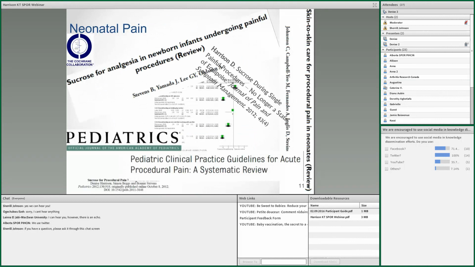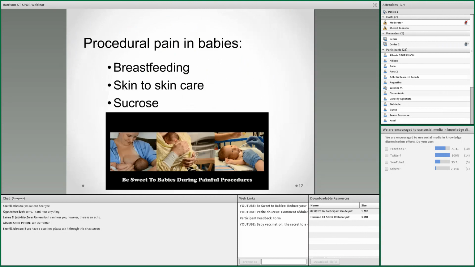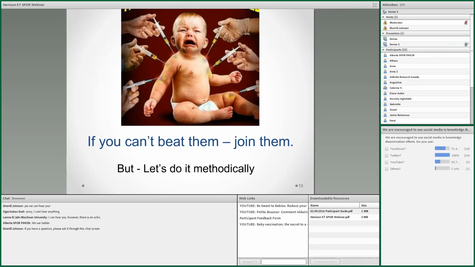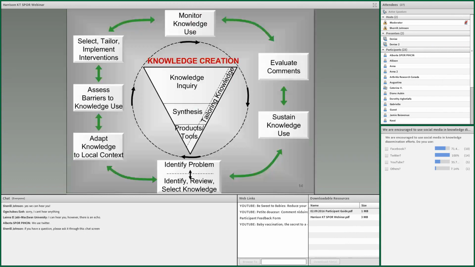And then in terms of neonatal pain, again, a lot of evidence out there, Cochrane systematic reviews and other reviews, so a lot of high-quality synthesized evidence and distilled evidence in the form of guidelines. In a nutshell, what the evidence shows us is that procedural pain in babies is effectively reduced by breastfeeding, skin-to-skin care, or sucrose if you can't breastfeed or if you can't do skin-to-skin care. So what I decided was, if you can't beat them, join them, but let's do it in a methodical way.